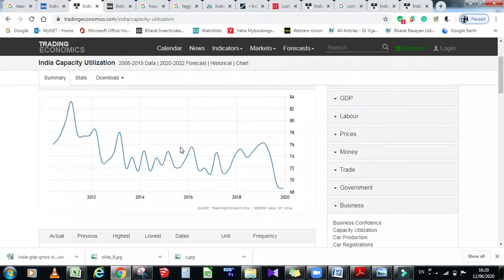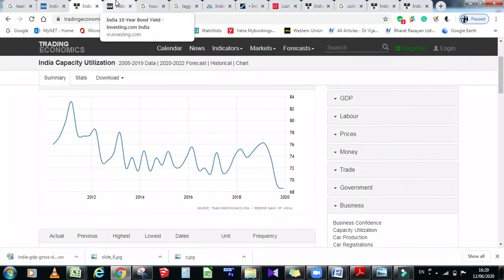And if we draw a line here, we can see that from 2018 it was trying to change the direction of that trend, and then COVID happened, and actually in 2019 itself there was a fall. So we can see where the economy is going.